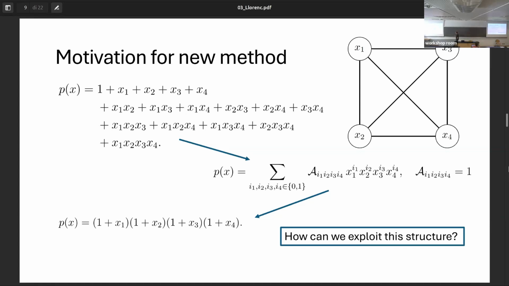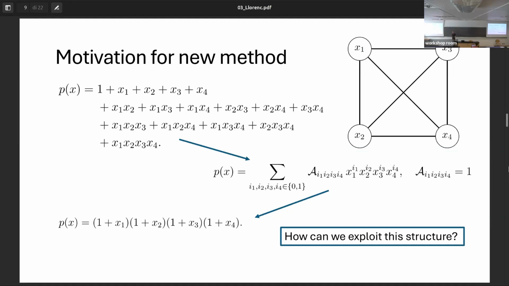But what happens if we write the polynomial in this coefficient tensor form? If we do this, we find that the coefficient tensor is basically a tensor with all ones. And basically this means that we can decompose the polynomial in the following form. So this very structured, decoupled form. Okay, so we have a fully connected graph here.